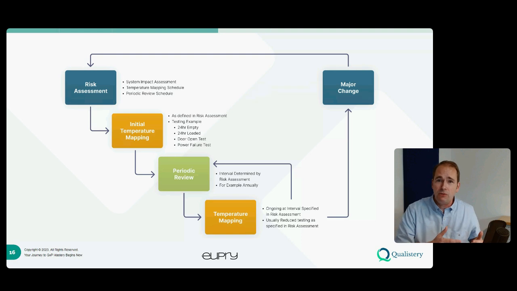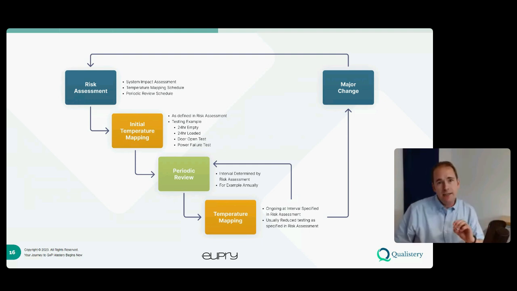Is it starting to control slightly higher in temperature or slightly lower? So that periodic review is using that temperature mapping data that we had originally. We take a look at that. So we've done our initial qualification. We're a year later. Let's pull that data out, take a look at it and see, are we still operating in the same way that we were a year ago, 2 years ago, 3 years ago? And we can use that information combined with the temperature mapping to ensure that we've got ongoing compliance.